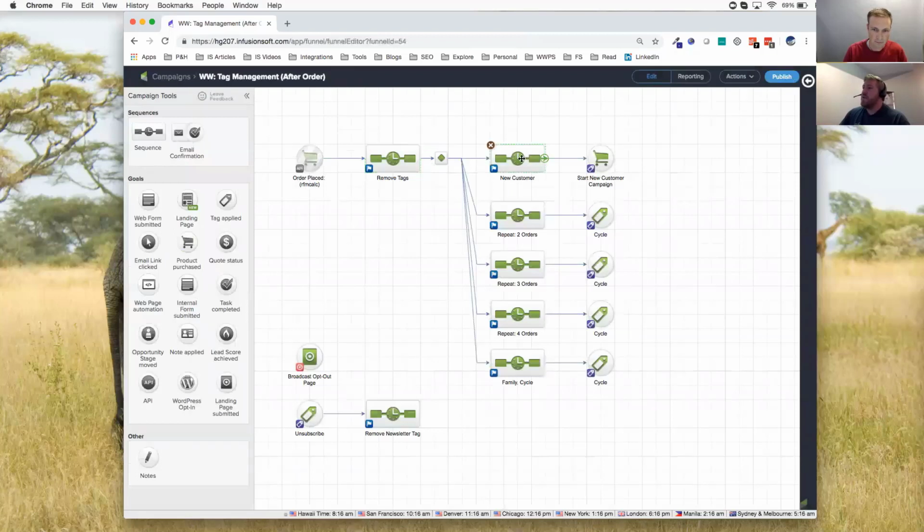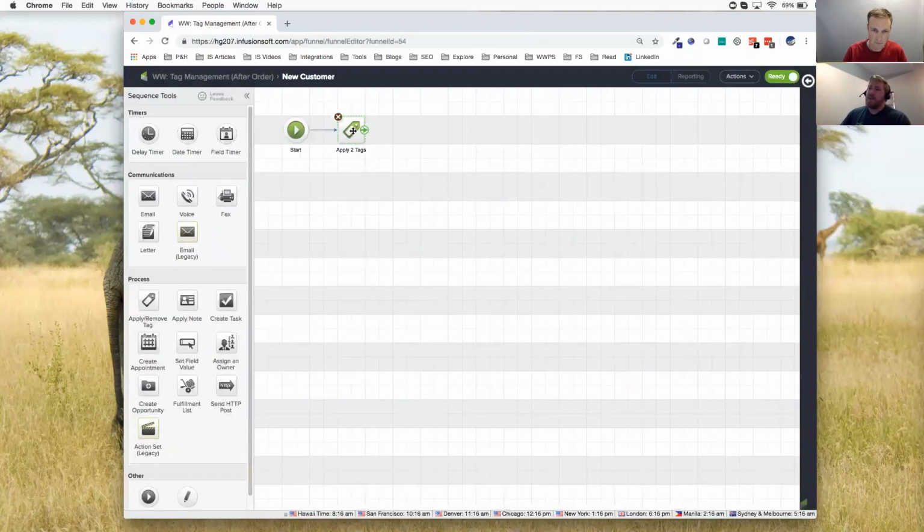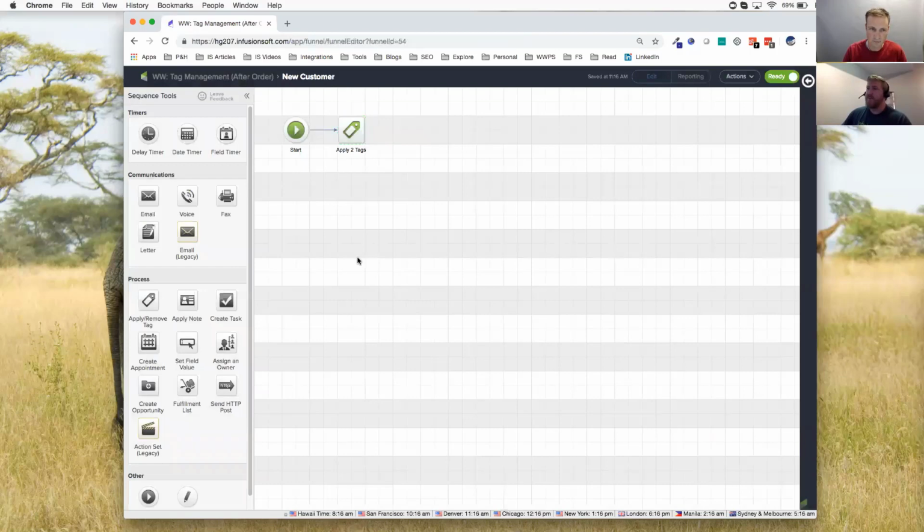Next, we have the new customer tag. If they have no other tags on their contact record, then they're just going to flow right into this top sequence here. Essentially what's happening in here is I'm applying a tag for a Wild West customer so that I just know, blanket, this person has at some point done business with us. And then also a new customer tag. So this is the first time that they have interacted with us, right?